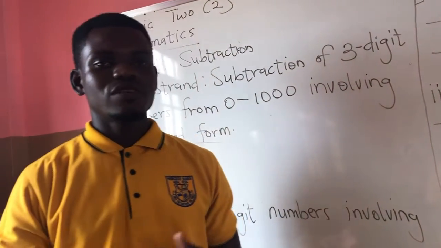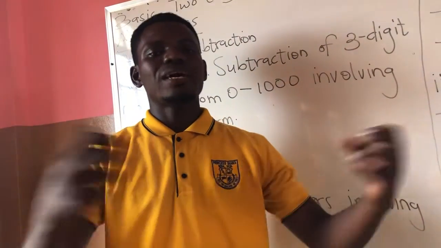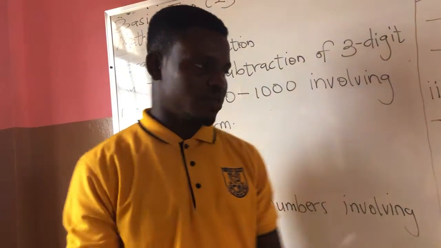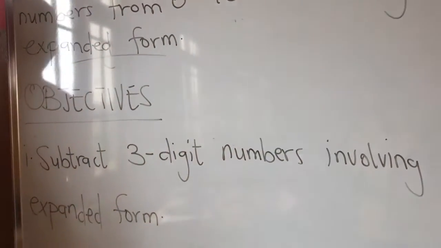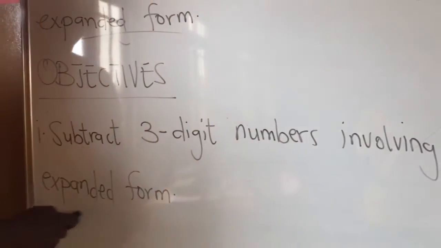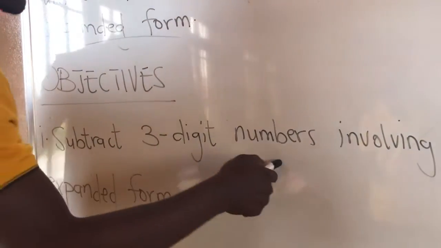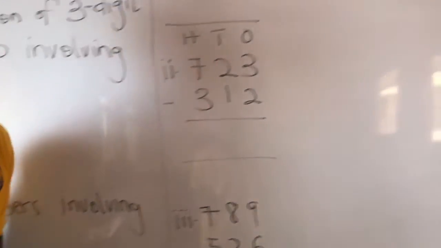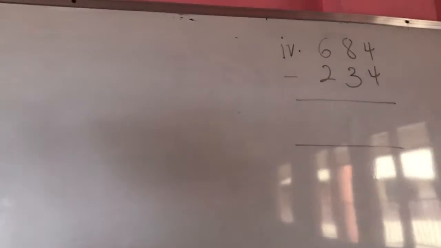Expanded forms, in our previous lessons, we said expanded forms is when you stretch or when you open up something. Now, our objectives for today: we want to learn how to subtract 3-digit numbers involving expanded forms. And I said earlier on that expanded forms means to open up, or to stretch forth.